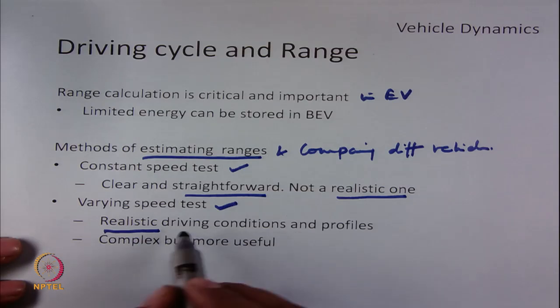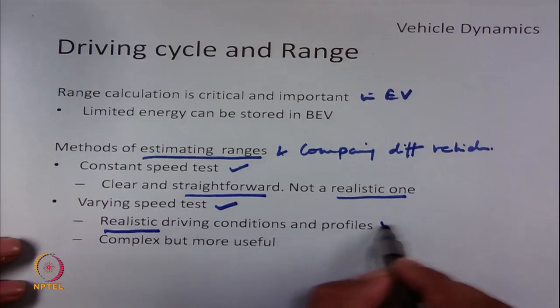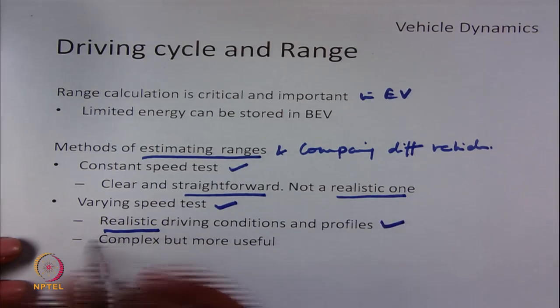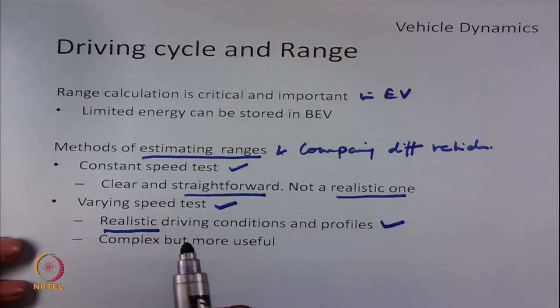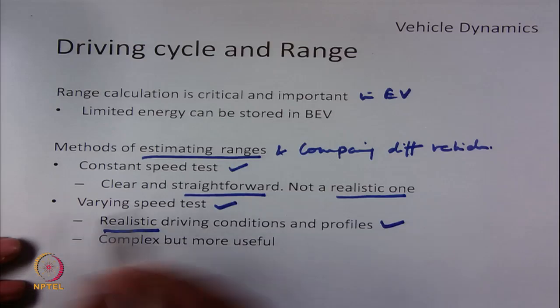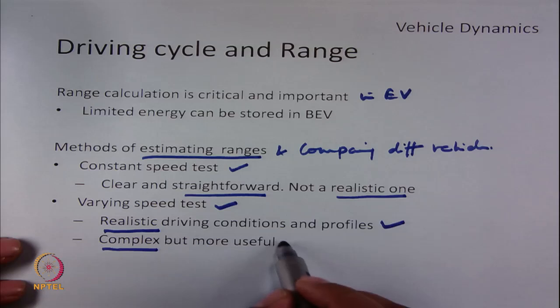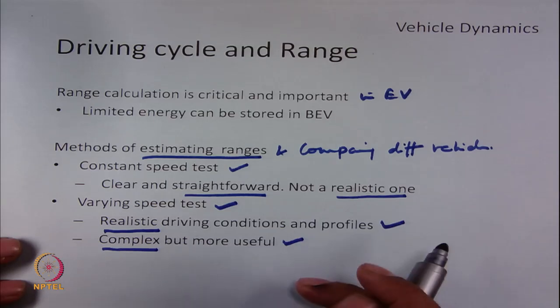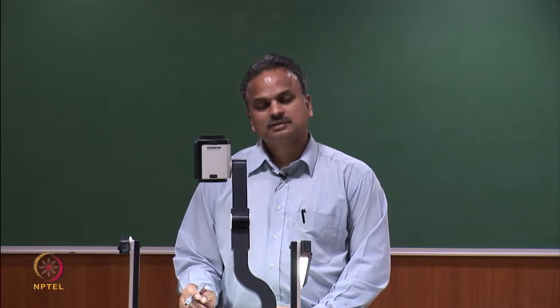So, we have to define different driving conditions and profiles. So, we have profiles for urban transport, profiles for highway driving. We can have profiles for hill type of terrain, etc. So, this kind of test is complex, but it is useful and can be applied for vehicle range performance testing.